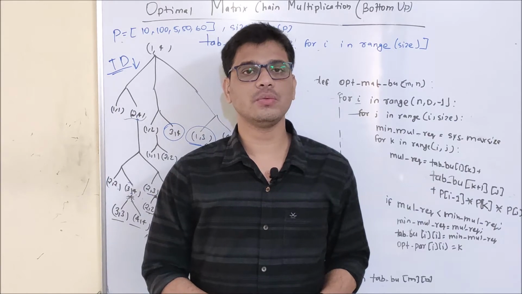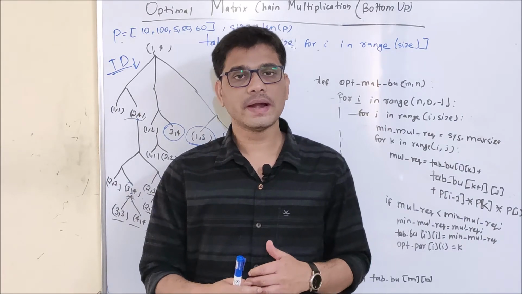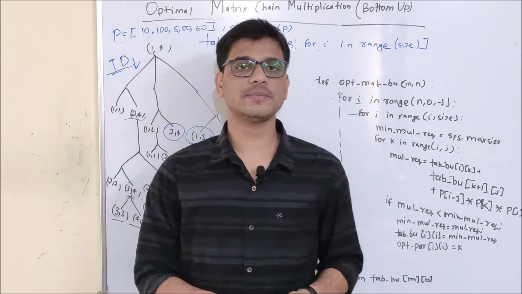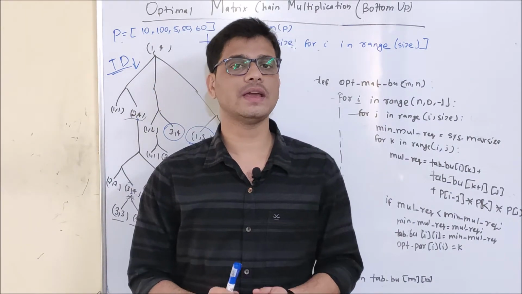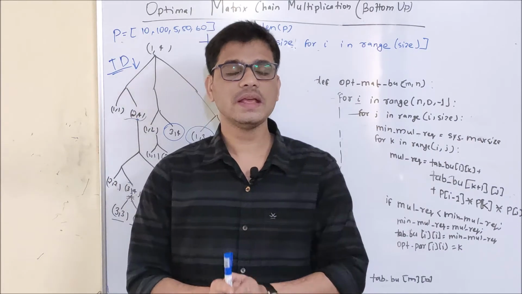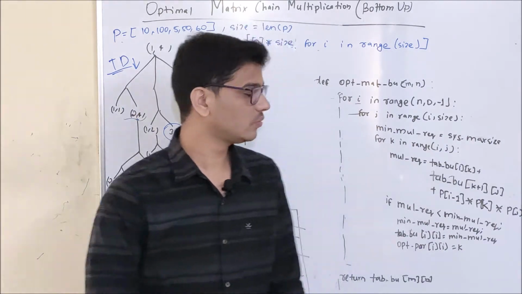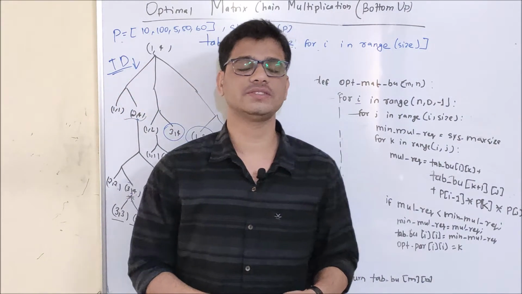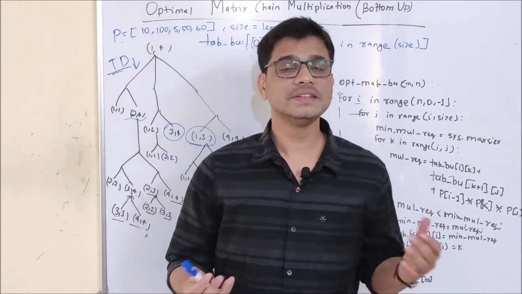Friends, in today's video we are going to see the optimal matrix multiplication bottom-up code. In my last video I have already explained the top-down code, and prior to that I have explained the recursive code. Please go and watch those videos before watching this particular video, otherwise it will be very difficult for you to understand it directly. And why is it so?